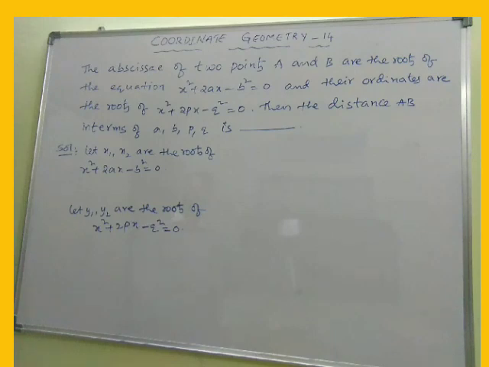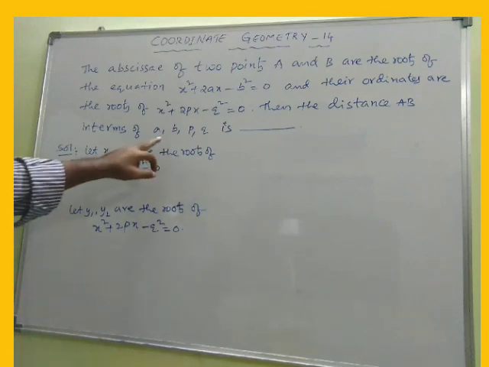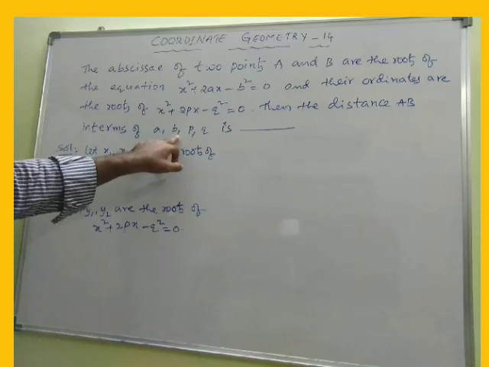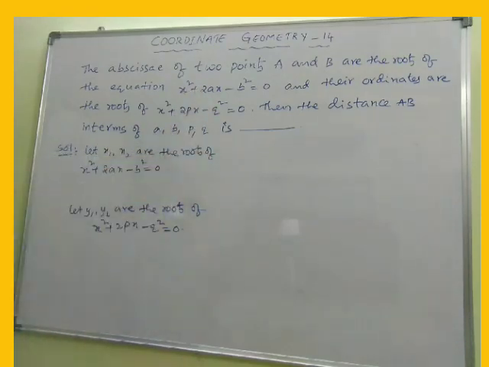The abscissa of 2 points capital A and capital B are the roots of the equation x square plus 2ax minus b square is equal to 0, and their ordinates are the roots of x square plus 2px minus q square is equal to 0. Then we need to find the distance AB in terms of small a, small b, small p and small q.